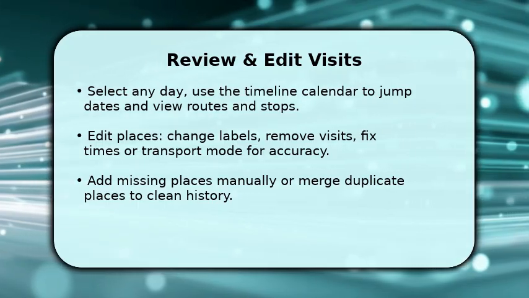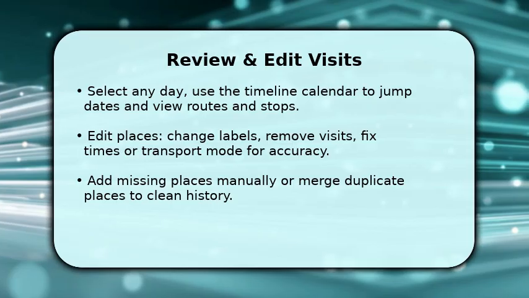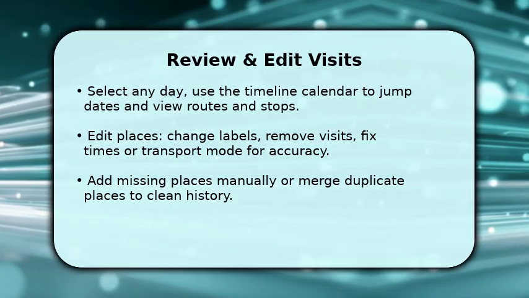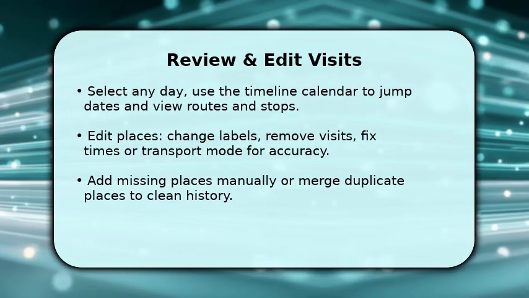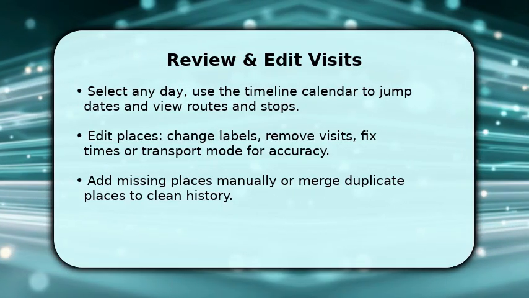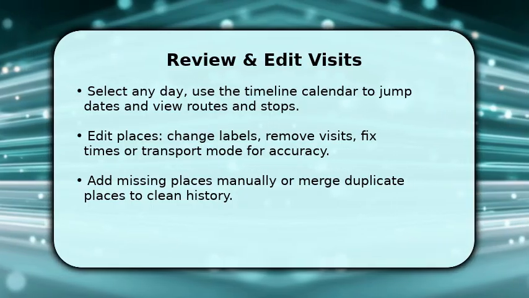If a visit is missing, add a place manually and place it on the map, and if duplicates exist, merge or delete them to tidy records. These edits improve future auto-classification and searchability, so make sure to save changes as you go.